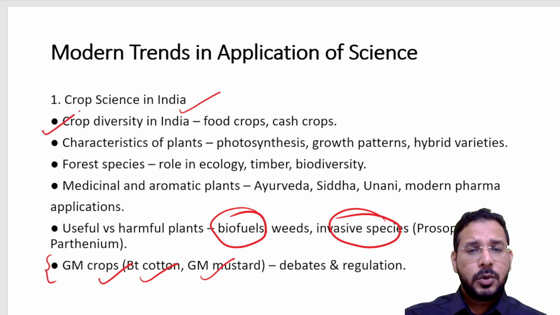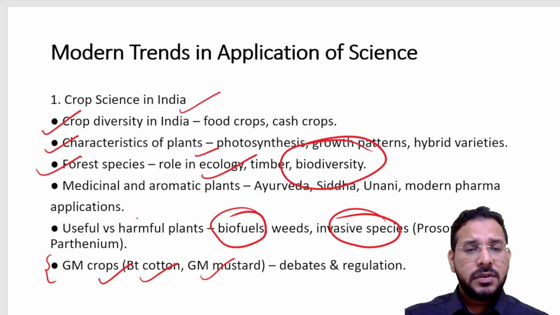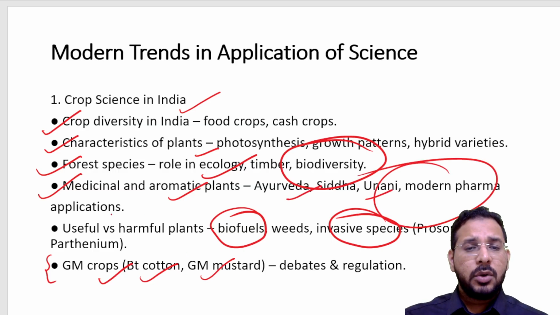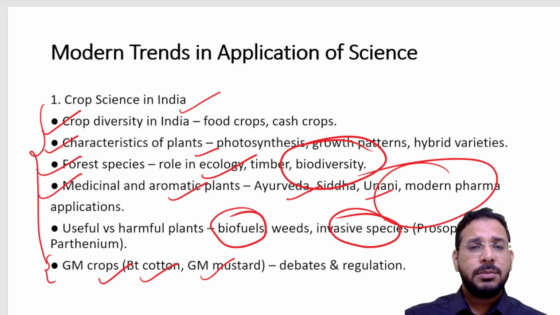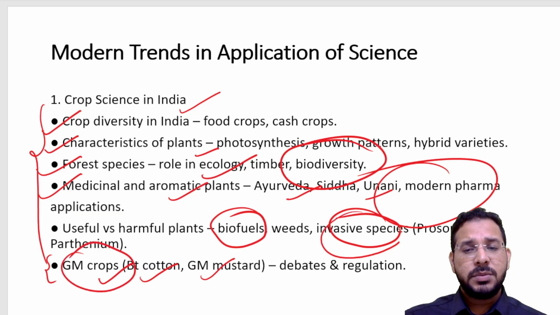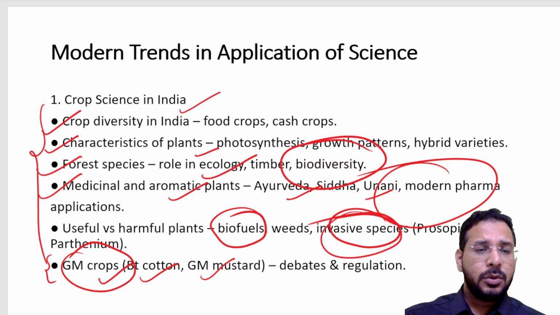The other topics like crop diversity, different characteristics of plants, different species which are present in the forests, and how they are playing a role in ecology, how they are playing a role in biodiversity, few of the important medicinal aromatic plants which are used in Ayurveda, Siddha, Unani, etc., and how they are applicable in modern medicine. So all these we have to study. The whole chapter is important for group 1, whereas few topics like GM crops, biofuels, invasive species, etc., are also important for group 2 students.